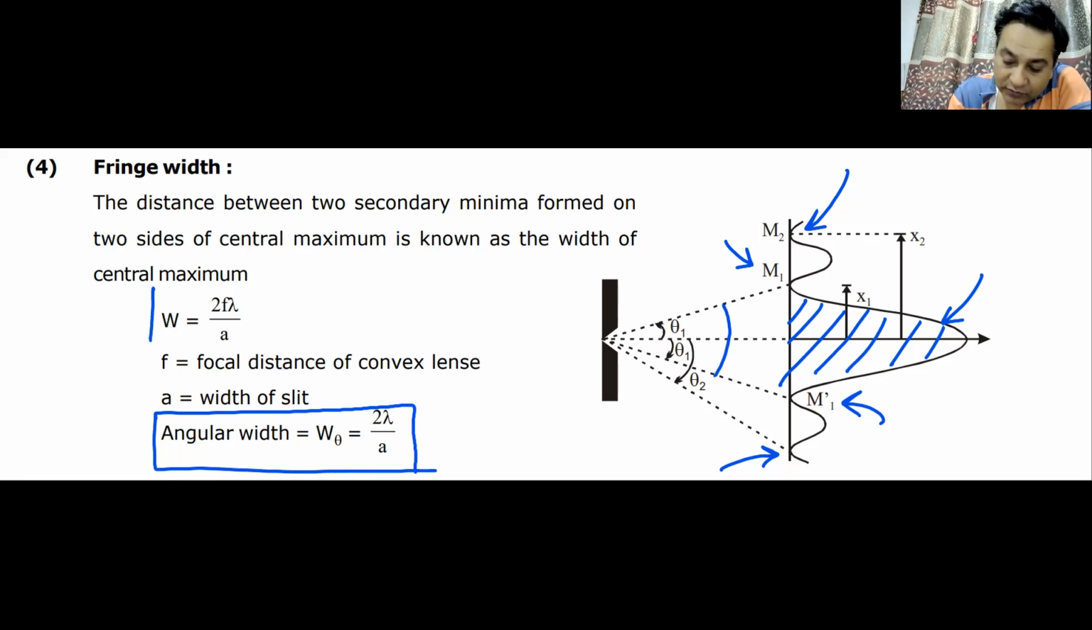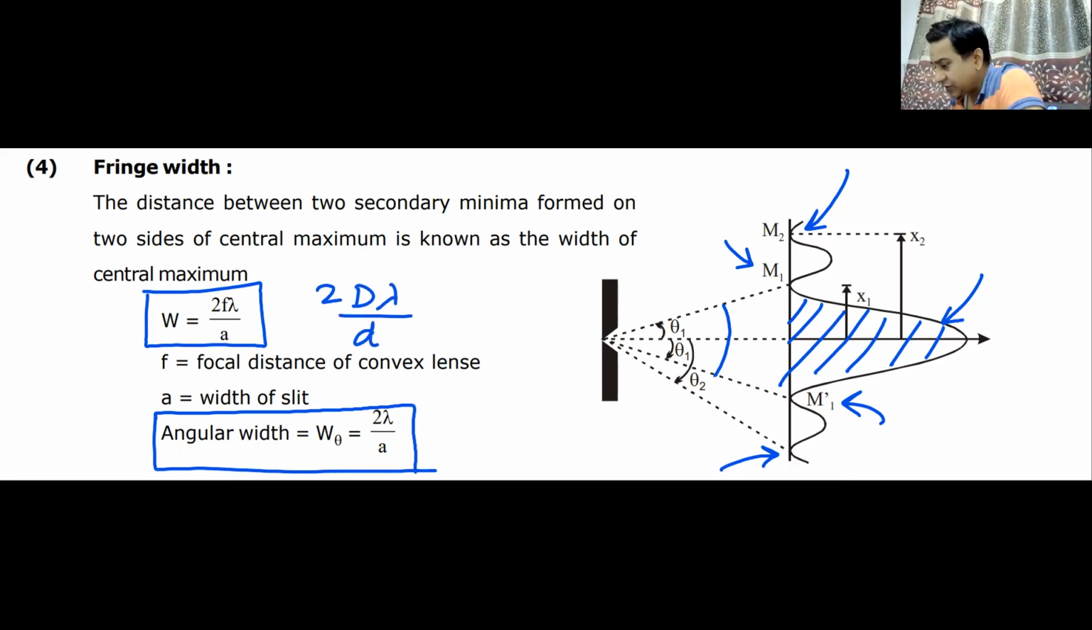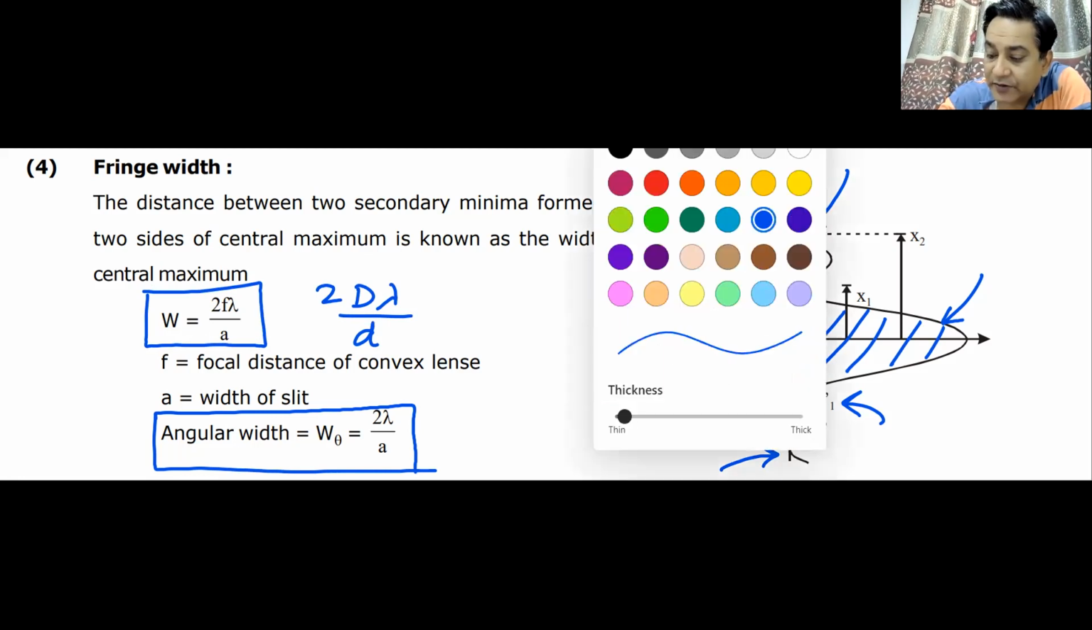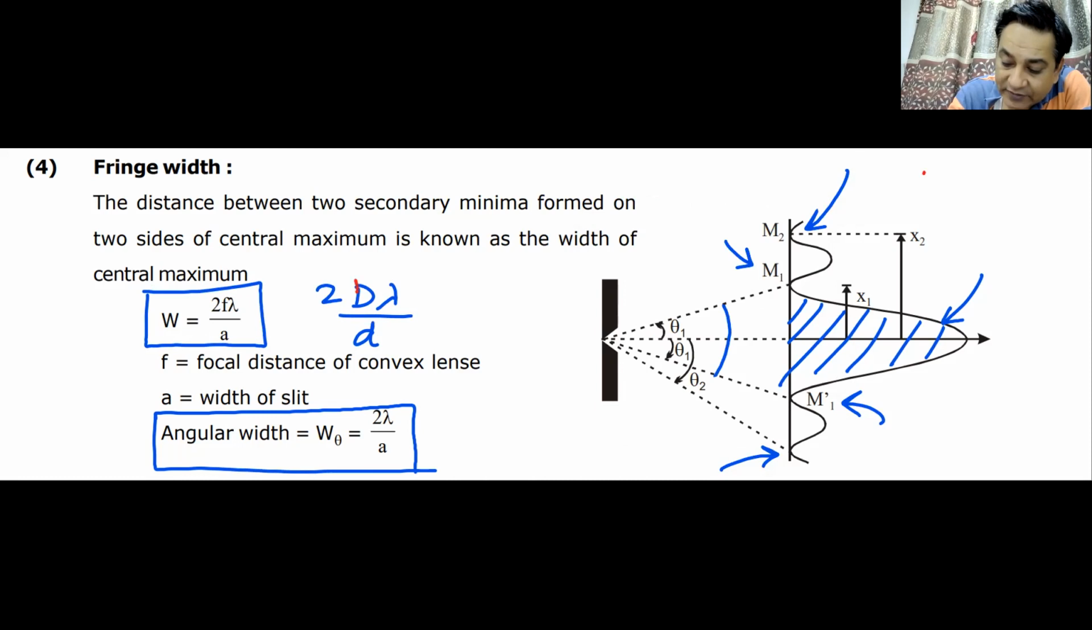If I talk about the value of the fringe width, the formula that we had seen was 2 D lambda by small d. Here in your sheet, the formula is given in a different way. Here we have assumed that we are using a convex lens, and therefore in place of D we have used f. Remember, this a and d are the same.